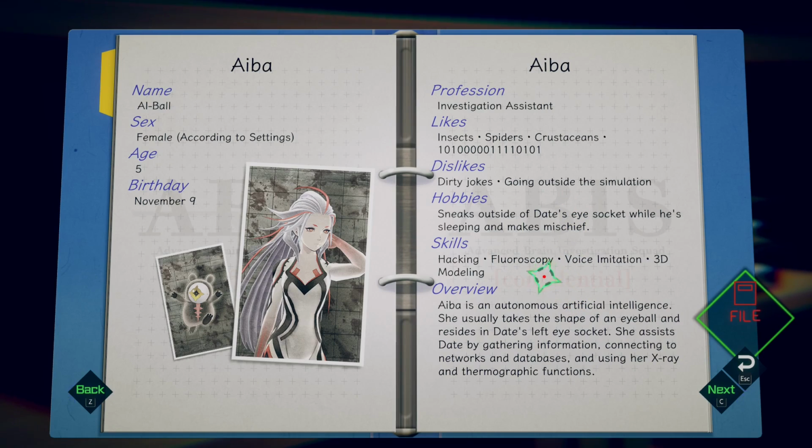Overview. Aiba is an autonomous artificial intelligence. She usually takes the shape of an eyeball and resides in Date's left eye socket. She assists Date by gathering information, connecting to networks and databases, and using her X-ray and thermographic functions.